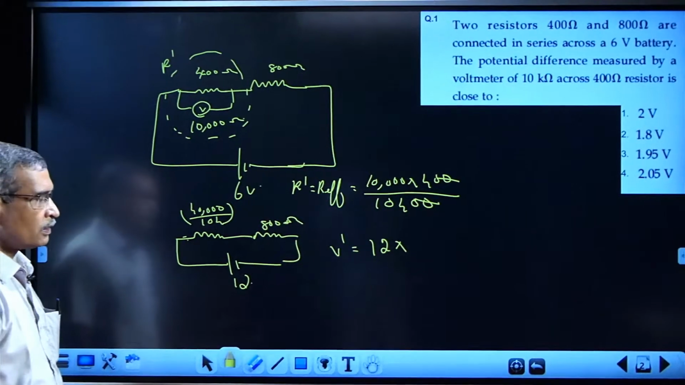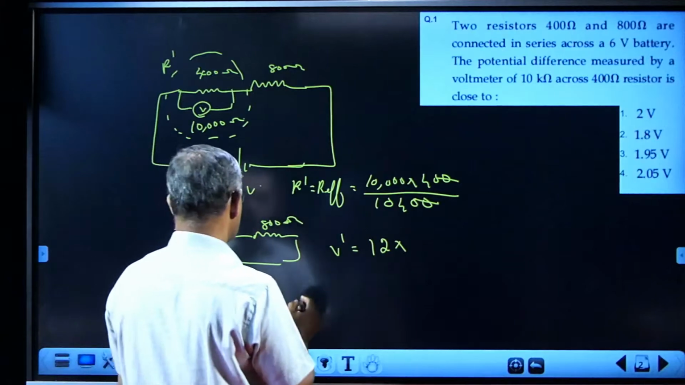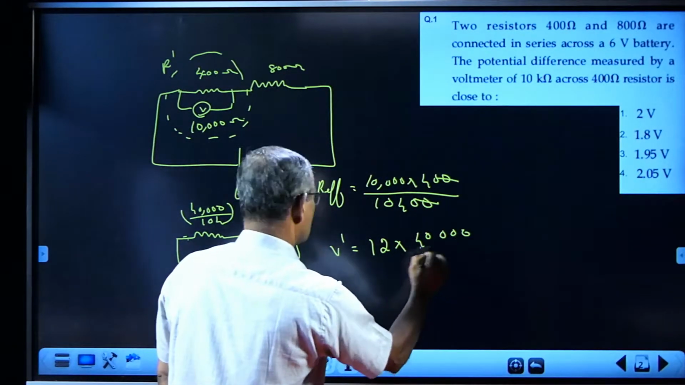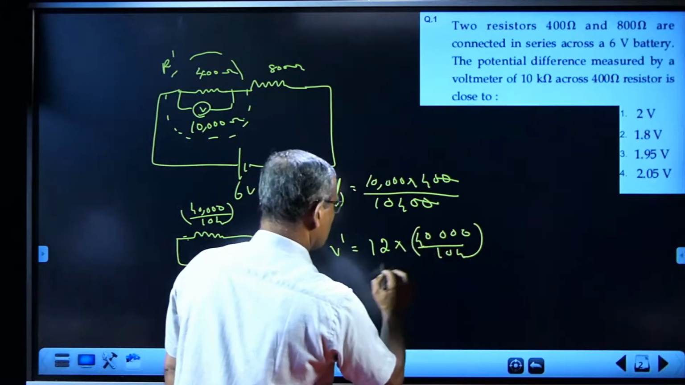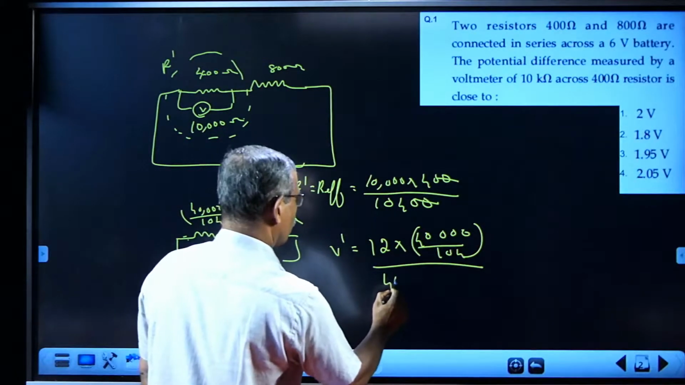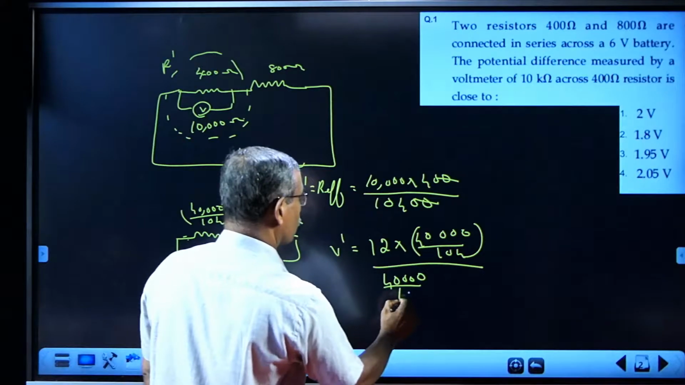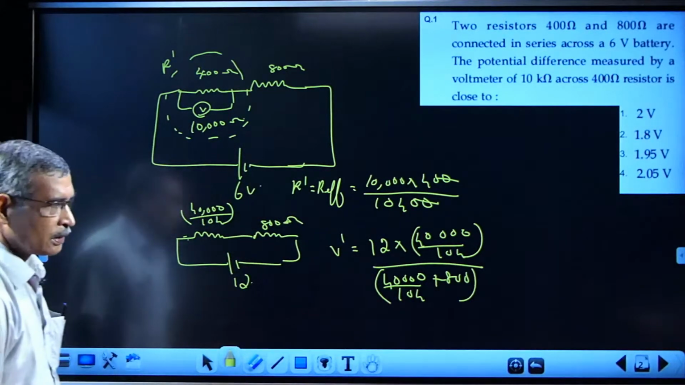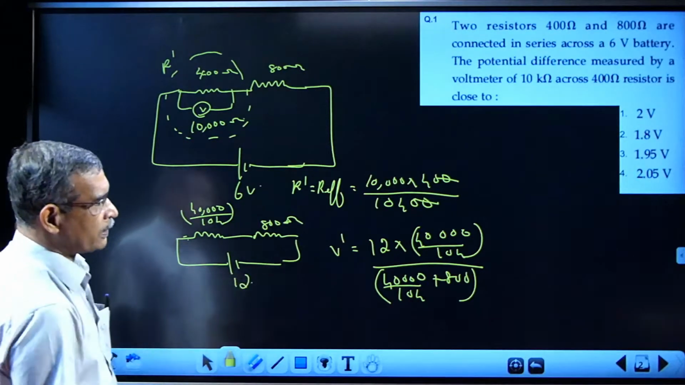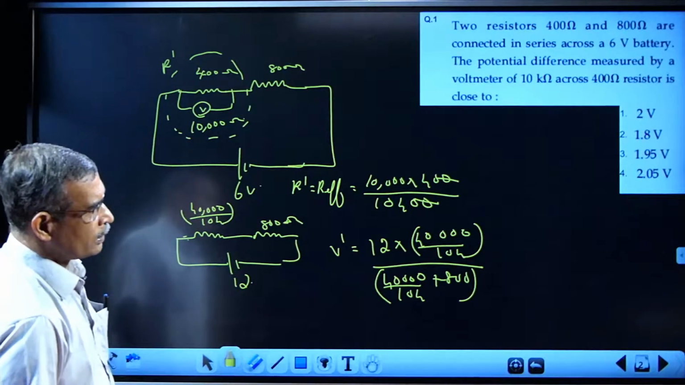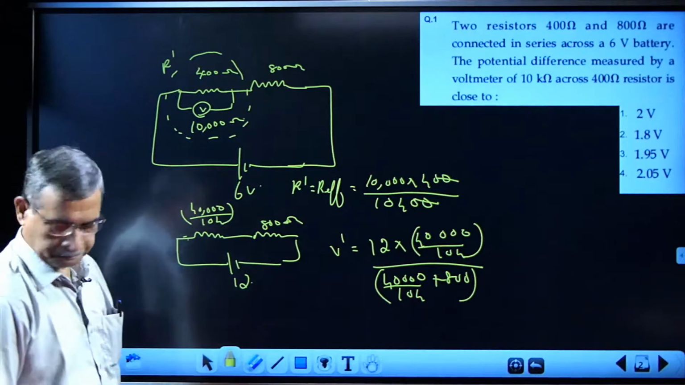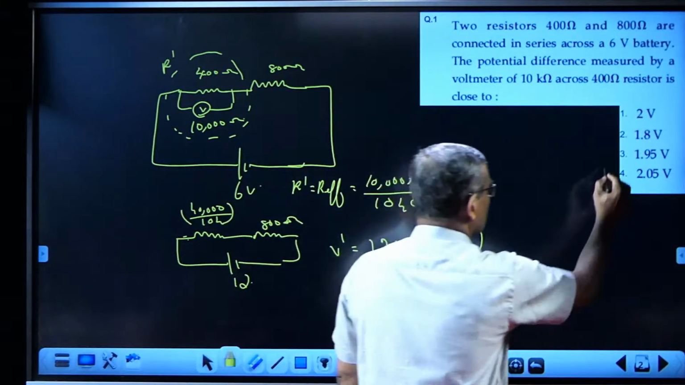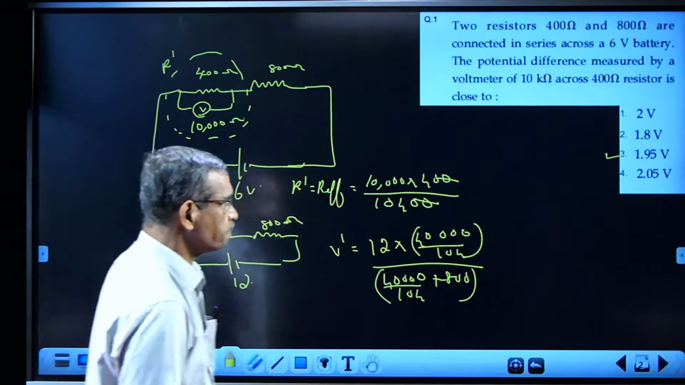Fractional resistance of that resistor is equal to 40,000 by 104 divided by 40,000 by 104 plus 800. And this value on simplification is found to be 1.95 volt. This value on simplification, 1.95 volt.